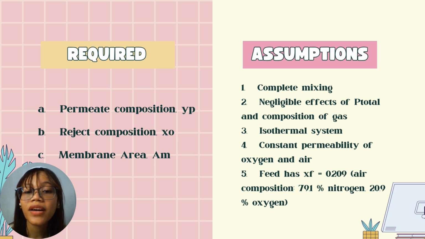Next, negligible effects of the total pressure and the composition of the gas. Next, isothermal system, constant permeability of oxygen and air. And lastly, the feed has a composition of 0.209, assuming that the air is composed of 79.1% nitrogen and 20.9% oxygen.